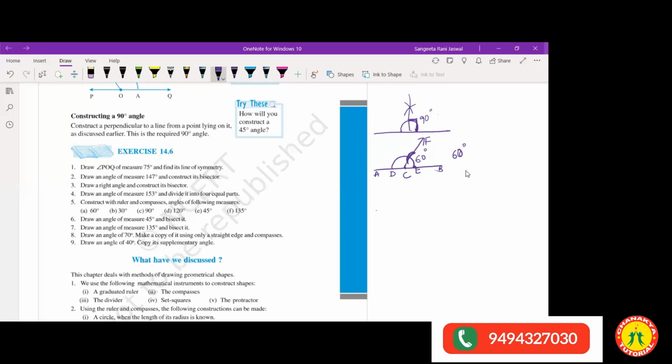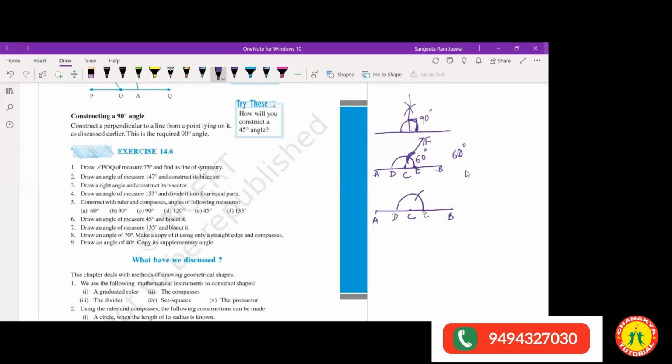One more thing here. Now with this angle 60, if you double this angle 60, you will get 120. So what will you do? You will take an arc like this. You make an angle of 60 degree like this. If you join these two, you will get 60 degree angle. Is it? Yes or no? Yes, ma'am.